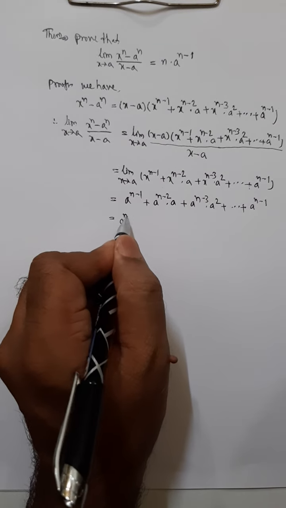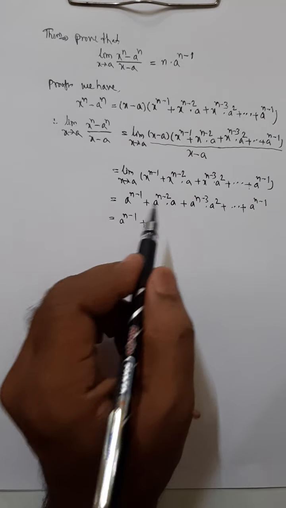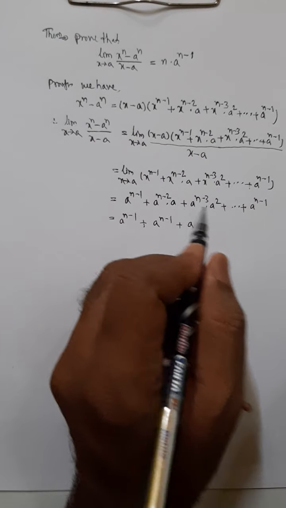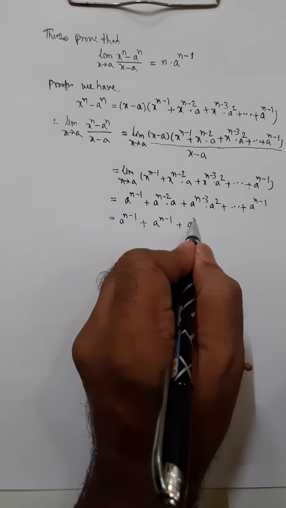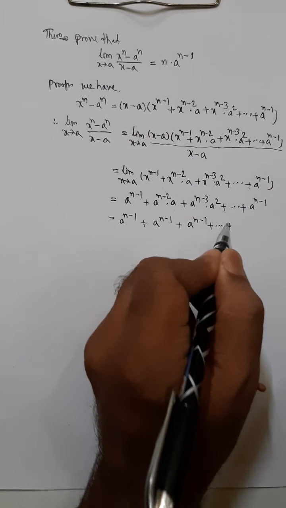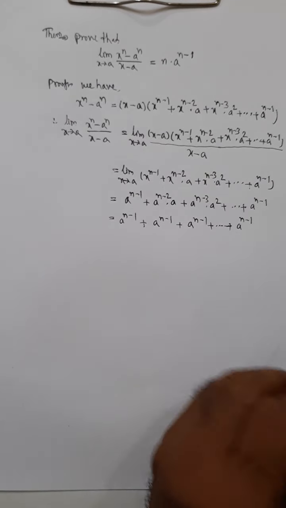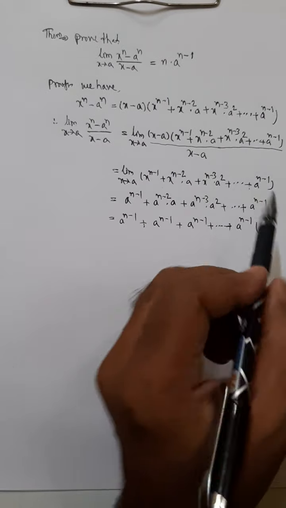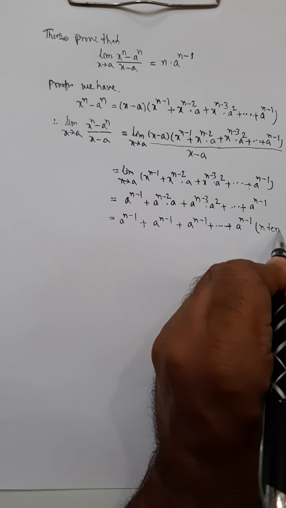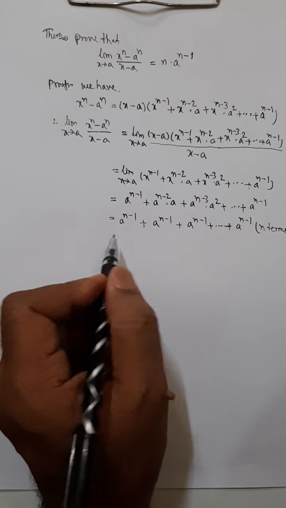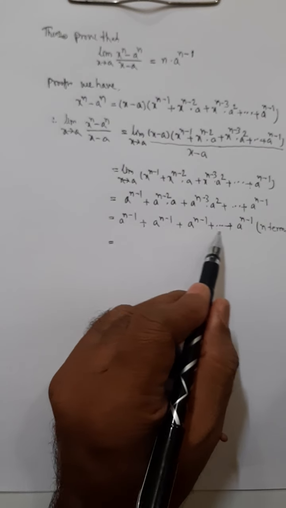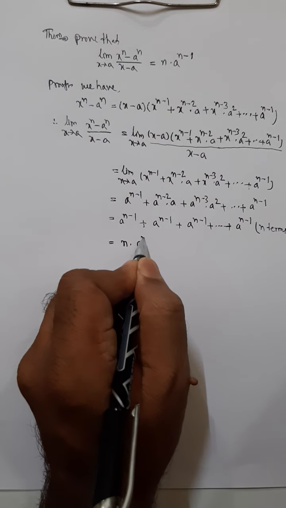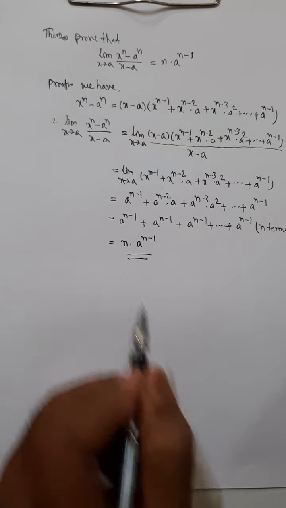So it is equal to a to the power n minus 1. Here base same, sum of indices. So power n minus 2 plus 1 means we get power n minus 1, plus similarly n minus 3 plus 2 means n minus 1, plus a to the power n minus 1. Note that here in second bracket there are n terms. So addition of these n terms: a to the power n minus 1 plus a to the power n minus 1 plus continue up to n times. So addition is nothing but n times a to the power n minus 1, and hence theorem proved or formula is proved.